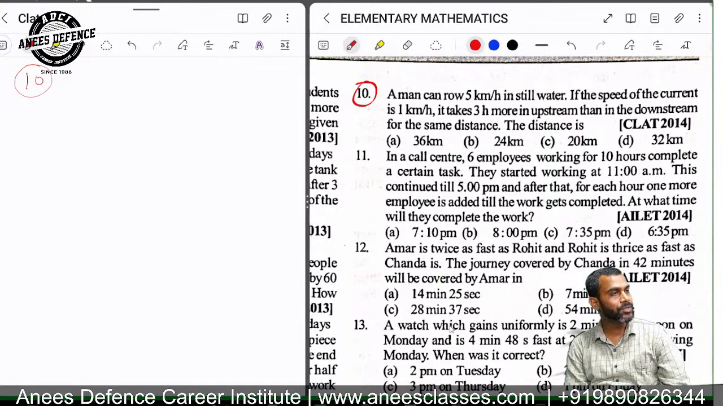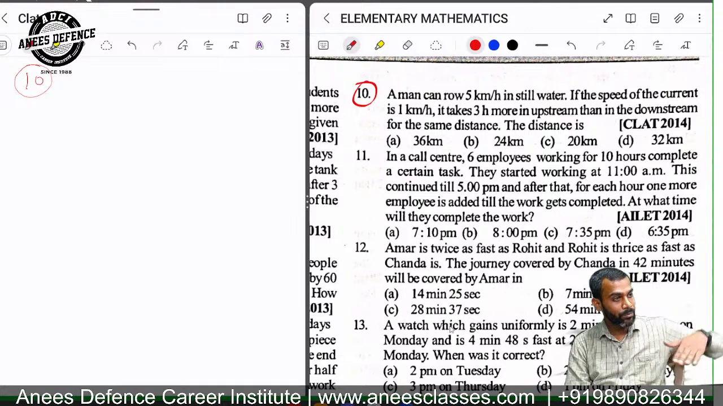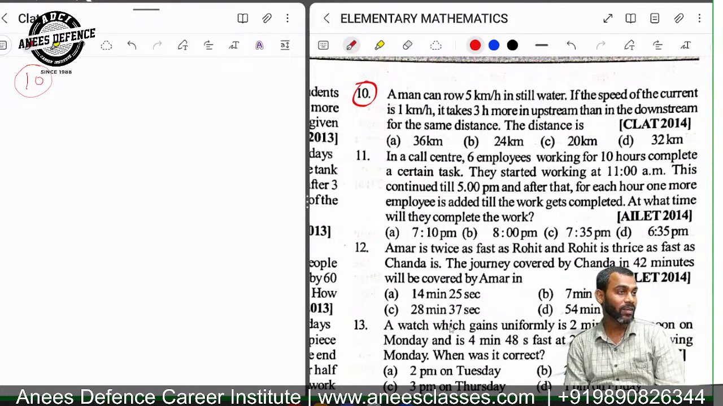What is downstream? What is upstream? Upstream means in the opposite direction of the flow of the water. Downstream means with the flow. Why downstream? Because water always flows from top to bottom, gravity. Yes or no? So that is why downstream means the flow of the water will support the flow of the boat. And upstream means it will oppose.